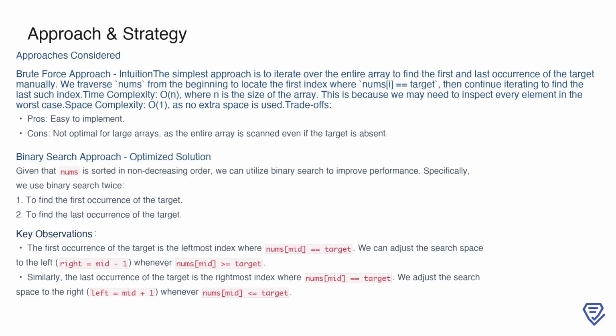Now, there's a better way to tackle this problem by leveraging the fact that the array is sorted. Using binary search, we can optimize the solution significantly. Instead of scanning the entire array, we perform two separate binary searches, one to find the first occurrence and another to find the last. By doing this, we can narrow down the search space efficiently and avoid unnecessary iterations. Let's explore how binary search can be applied in this context.